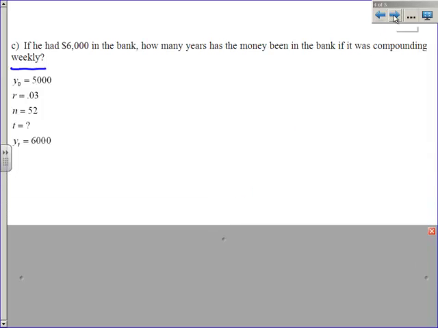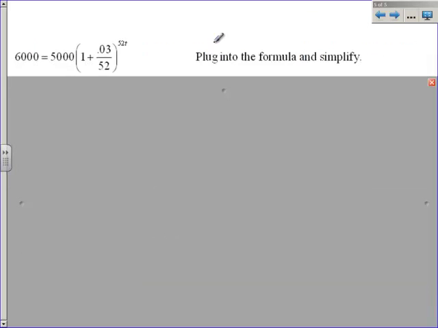So I think I've got this on the next page here. Now this one is going to require us to use logarithms. It's not just throwing it in on the calculator. You'll see here we've got it grew to 6,000. It started at 5,000. We compounded it 52 times, and we are looking for the value for t. So we're going to have to use logarithms.